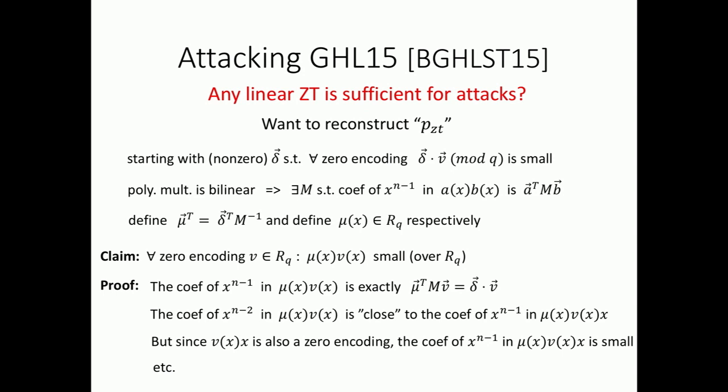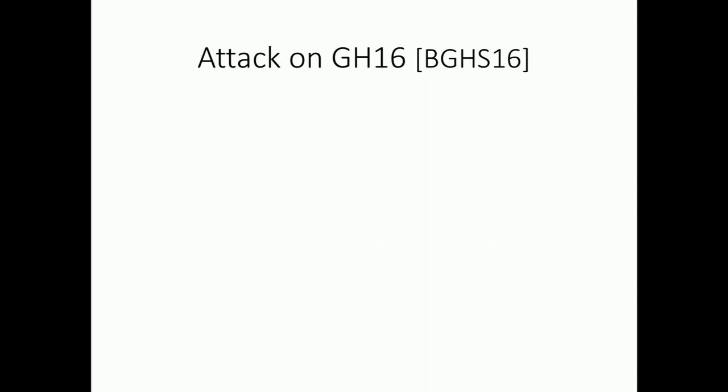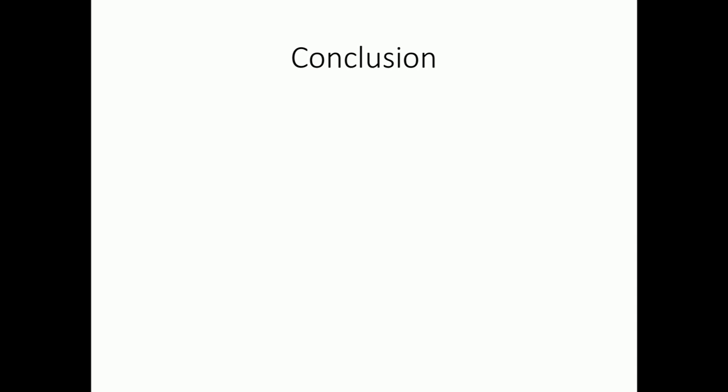You could maybe come up with a ring where this doesn't work. But perhaps you don't want to rely on the fact that we couldn't come up with a way to reconstruct the PZT for the security of your construction, unless you can come up with a compelling reason why something like that should not work in this new ring that you come up with. So this summarizes the attack on GHL, and I'm out of time, so I'm going to skip this other scheme. I suspect that could happen perhaps another time. I'll just jump to the conclusion.